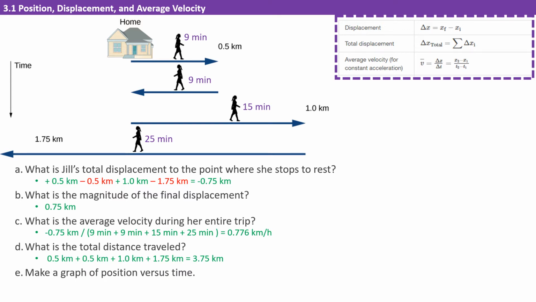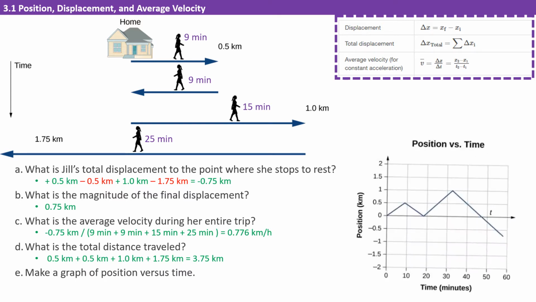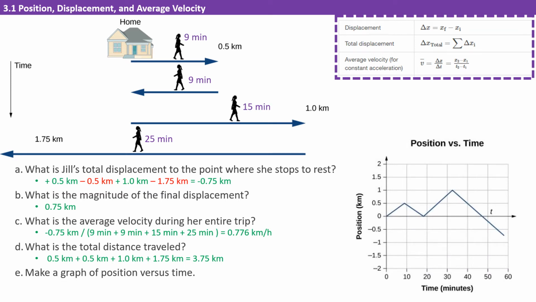If we were to make a graph of this person's position versus time, what you'll find out is that, first of all, starting at time equals 0, we're at position 0. You'll notice we moved forward in a positive direction, 0.5, back to 0 again, or back to home. And then we're going a distance of 1 kilometer here, and so we end up at a distance after that length of time right here of negative 0.75 kilometers.